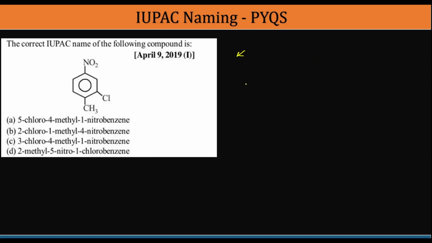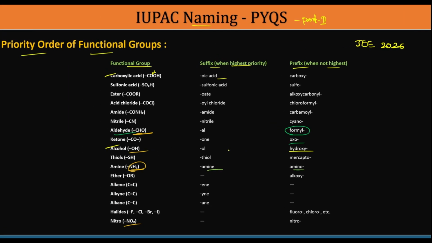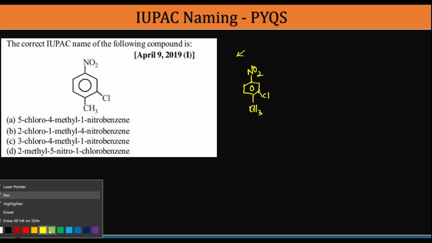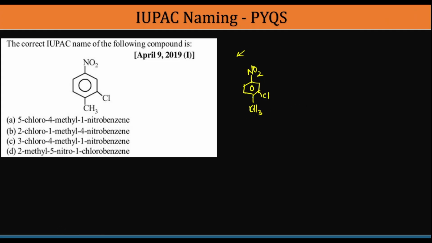This question. So let me draw it here. This is a nitro group, and here chlorine, and here it is a methyl group, CH3. So if you see this priority order once, here the nitro group has the least priority, then halides, right? So what you can do is give the numbering. Here I am giving the numbering from the methyl group. Let's say for example I am giving from here 1, 2, 3, 4, 5, 6.